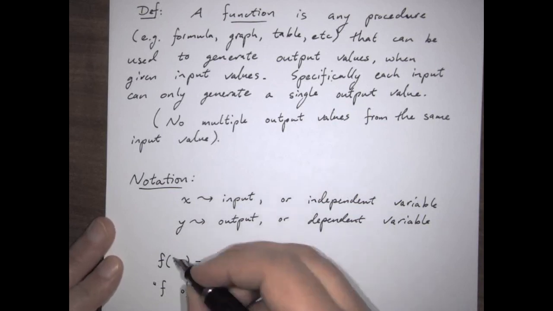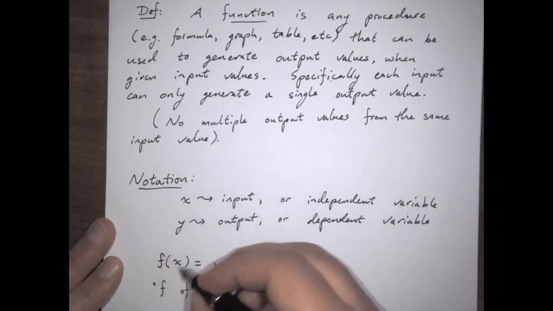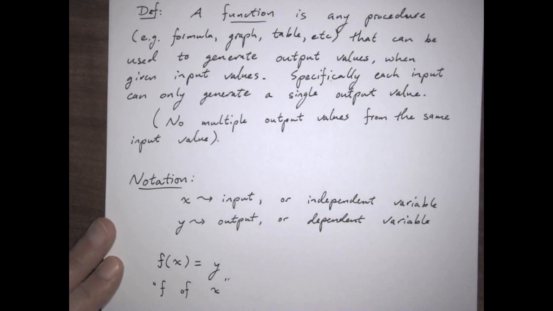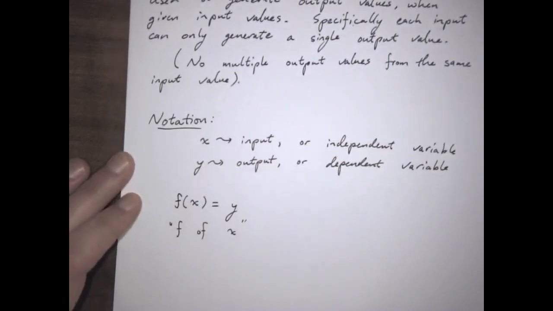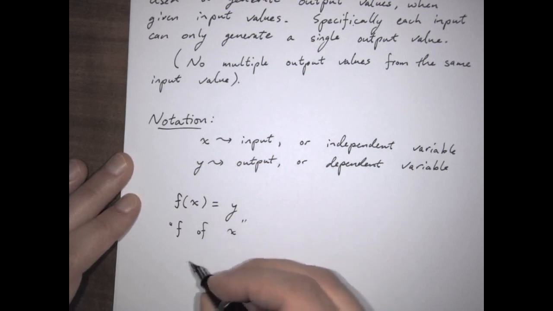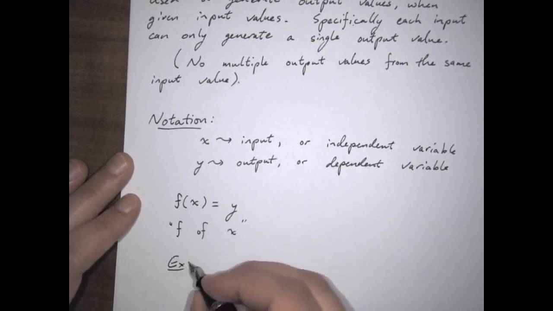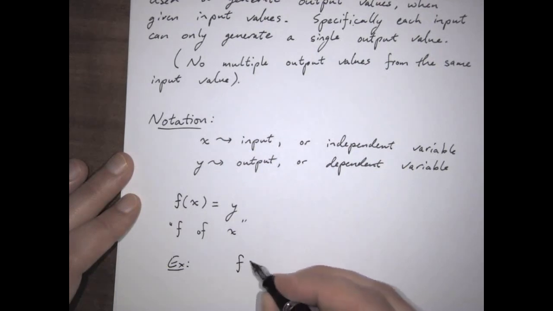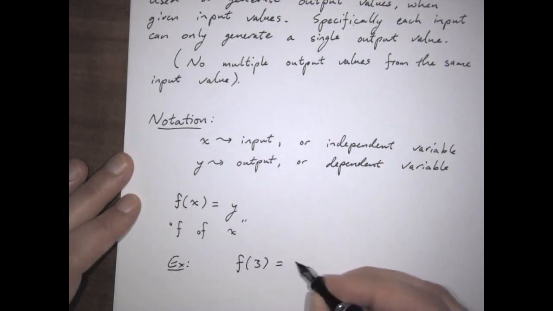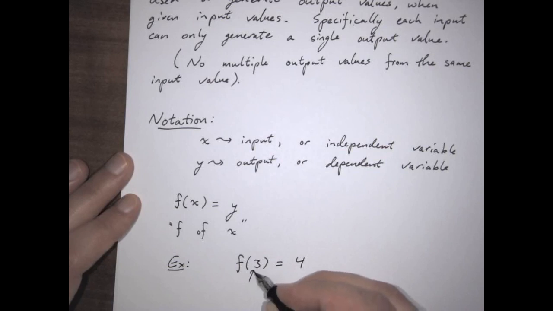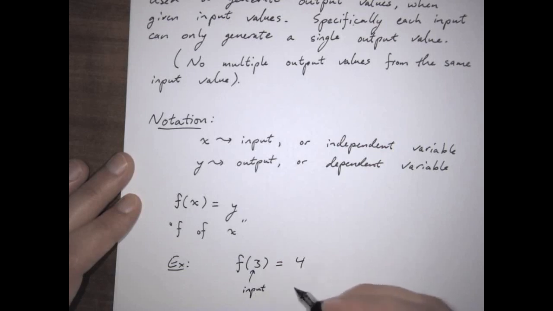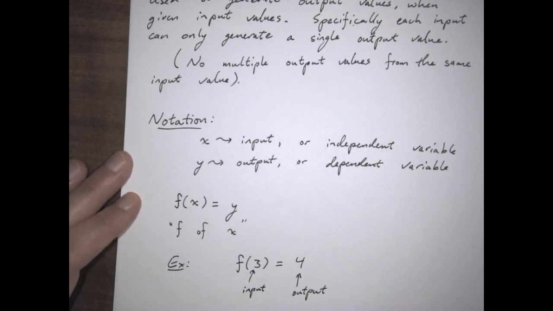So if x is the input or the independent variable and y is the output or the dependent variable, then the way we write this is f(x) = y, and the way we read this is we say f of x equals y. And what that means is that the function's name here is f, and whatever the input is going to be is what goes inside these parentheses. And then the answer, the output, is whatever comes on the other side of the equals. So for example, if I were to say f(3) = 4, then that would be specifically identifying 3 as the input and 4 as the output. So this is the way to read the notation.